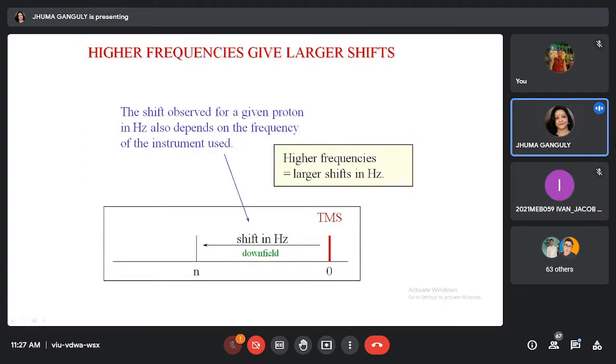Next, now that is just some presentation. From TMS zero, up to this point is the shift in hertz. This is known as downfield. Why is it downfield? I have mentioned downfield here. This is the TMS where the field is intact. The magnetic field we applied has only six protons. Now the applied field energy is consumed slowly. First zero, and then as we come down this scale, what happens?